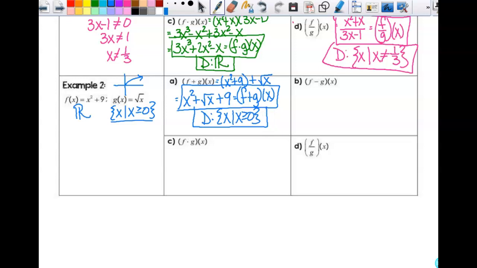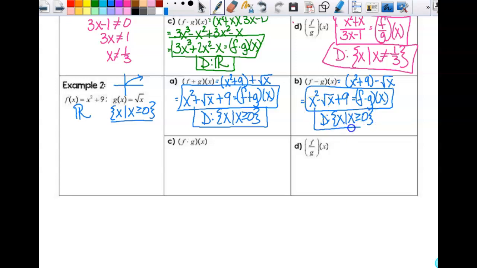Okay. So then we can subtract f minus g of x. This is going to give me x squared plus 9 minus the square root of x. Well, can't really do much more than that, combining like terms. So this is x squared minus the square root of x plus 9, and that is equal to f minus g of x. Okay. Then my domain. So for A, B, and C, for addition, subtraction, and multiplication, the domains should be the same because it's the intersection of those two. So this is just the domain, set of all x's such that x is greater than or equal to 0.